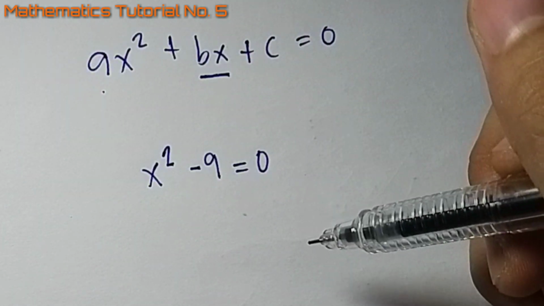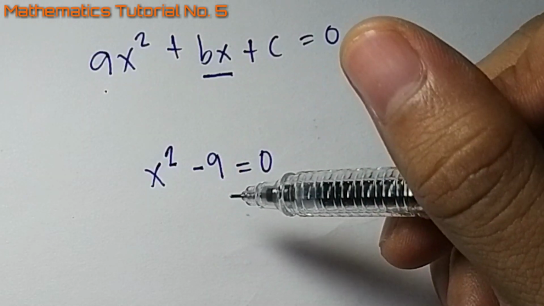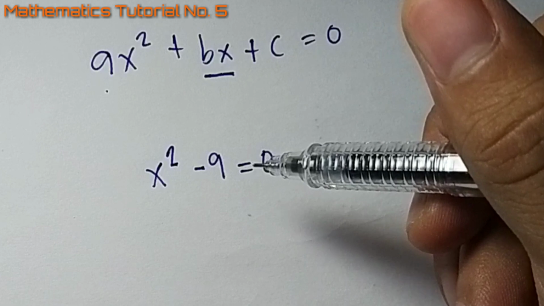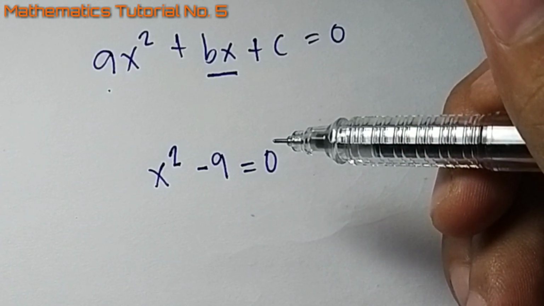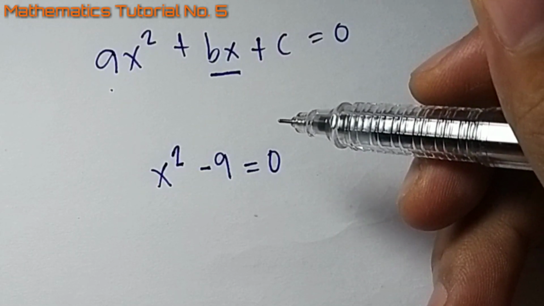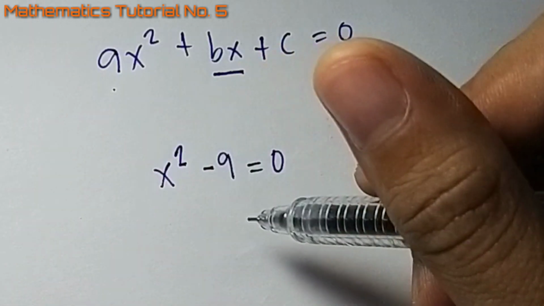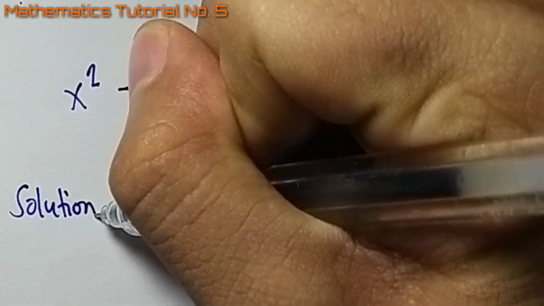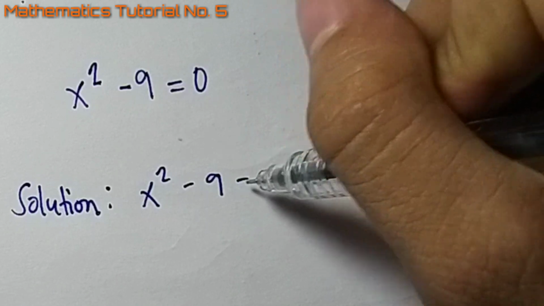So, this time i-discuss nato kung unsaon pag-solve kini nga quadratic equation using extracting the square root. So I will show you the solution kung unsaon pag-solve using extracting square root. So to solve, okay, atong ipakita ang solution. X squared minus 9 is equal to 0.